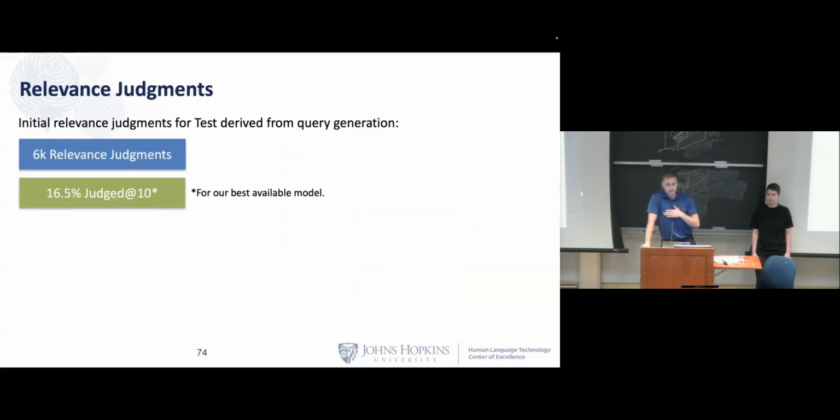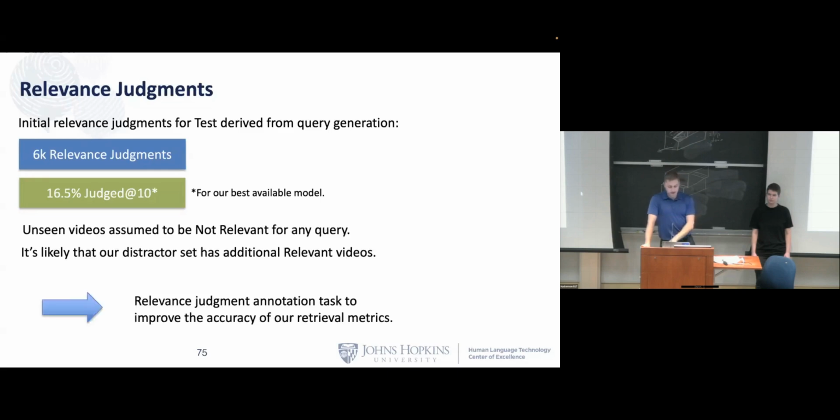So the final thing that we had to do is, we had an initial set of relevance judgments, around 6,000, based on just the way we collected or wrote the queries and created the queries and collection. That was a good starting point, but as you can imagine, there are many, many other videos in this collection. We assume at this point that they're not relevant for any query, but in practice, since, as I said, the topics in InterVid and multi-event overlap a bit, and there's also multiple videos from different angles, or even similar videos that are uploaded that are near duplicates, it's likely that our distractor set has additional relevant videos in it, similar to a retrieval task.